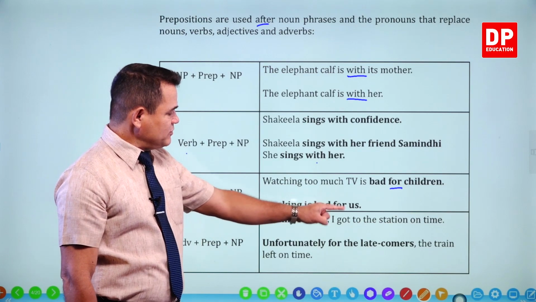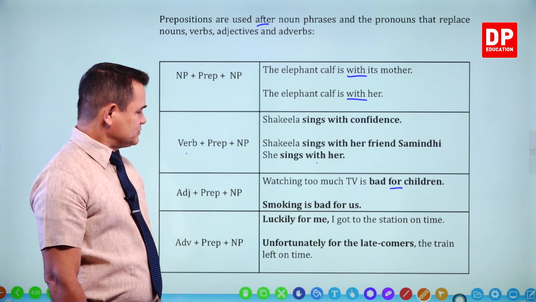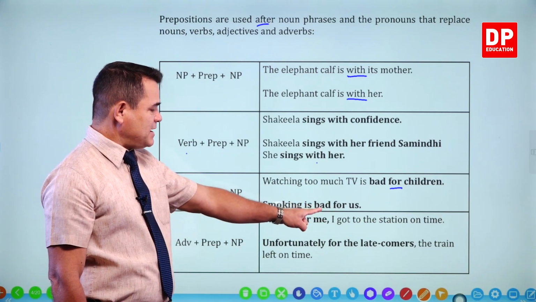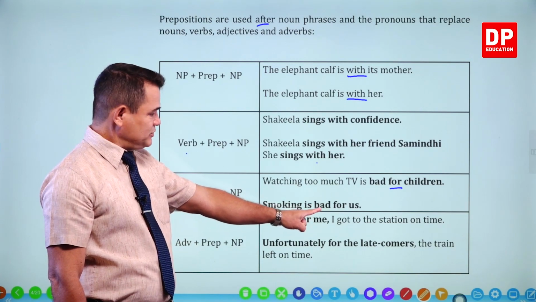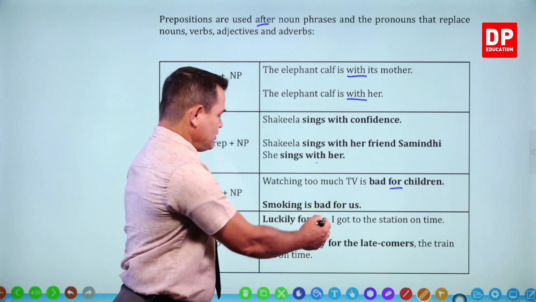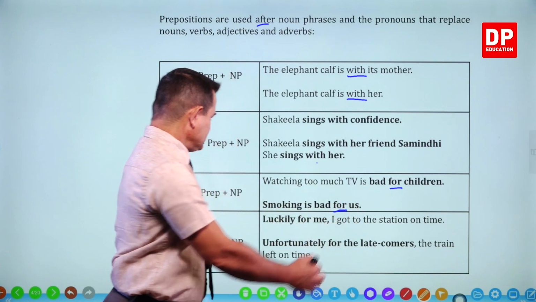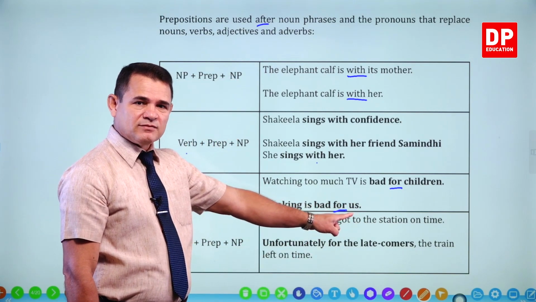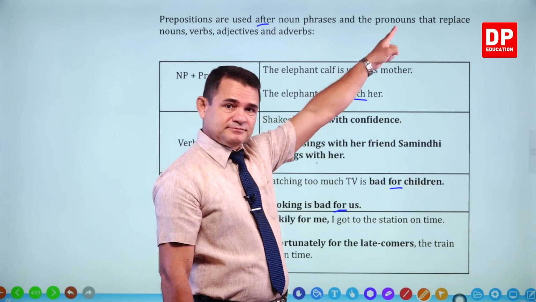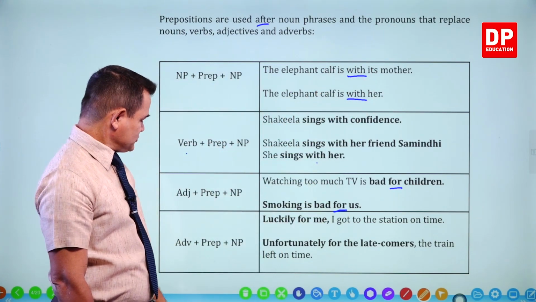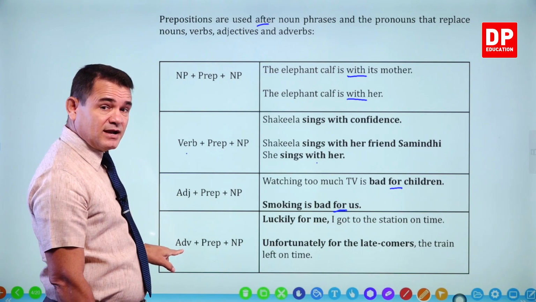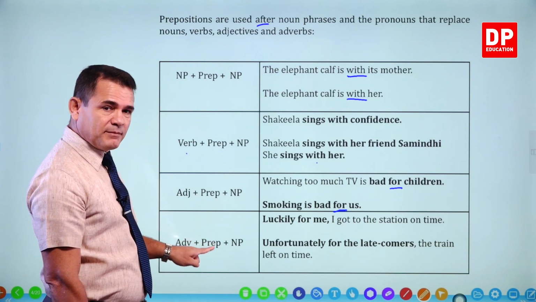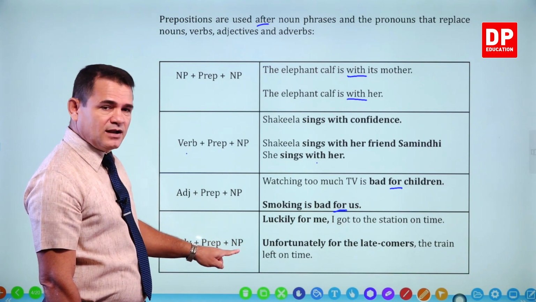Smoking is bad for us. Smoking is bad, adjective, for, preposition, us, with a noun phrase නෙමෙයි එතන pronoun එක. We learned about pronouns. And the next one, or it can be an adverb, preposition, and noun phrase.